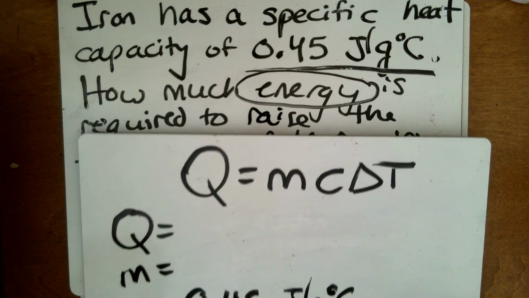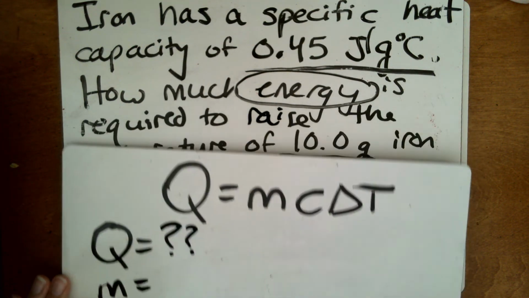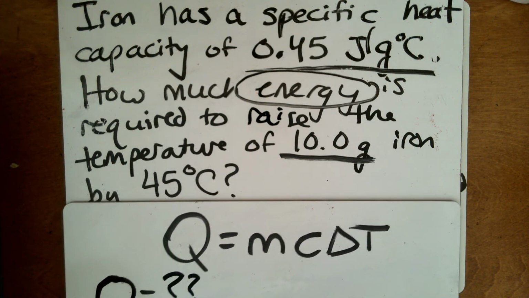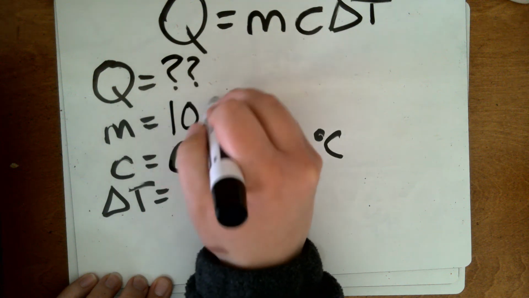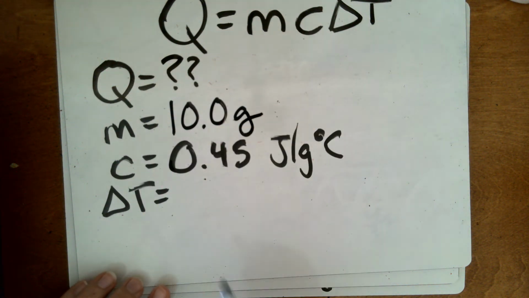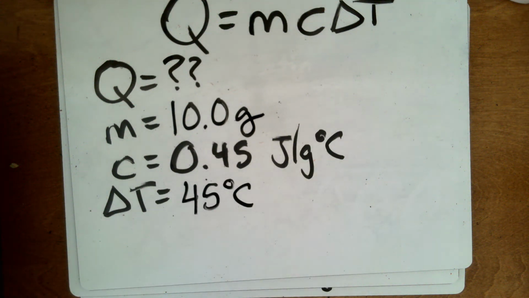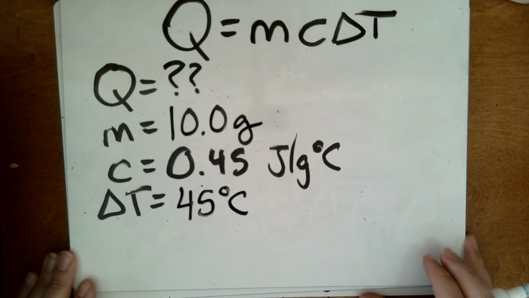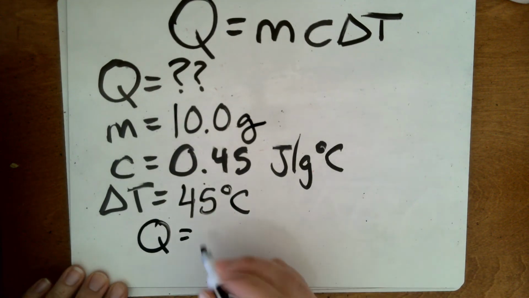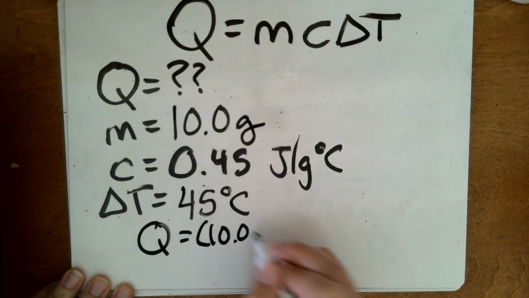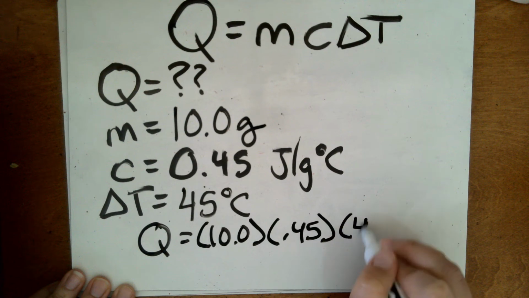All right, how much energy? All right, so Q is energy, so that means that this is our unknown. Is required to raise the temperature of 10 grams of iron by 45 degrees Celsius. All right, so the mass is 10 grams, and it just gave me the final temperature change, which is 45 degrees Celsius, okay? So now I can substitute these numbers into my equation and solve. So I'm trying to find Q, and it's equal to the mass times the specific heat times the temperature change.